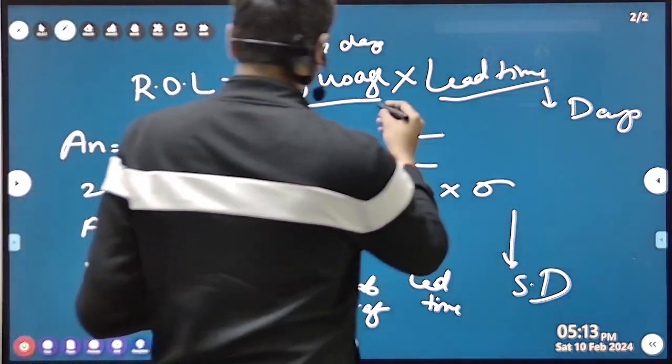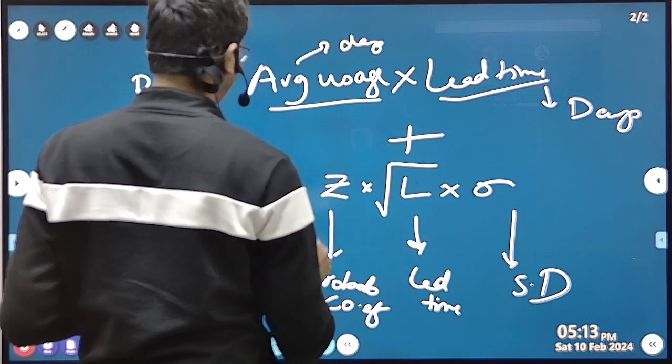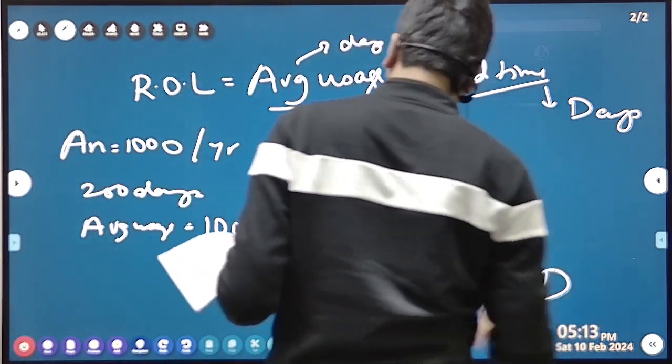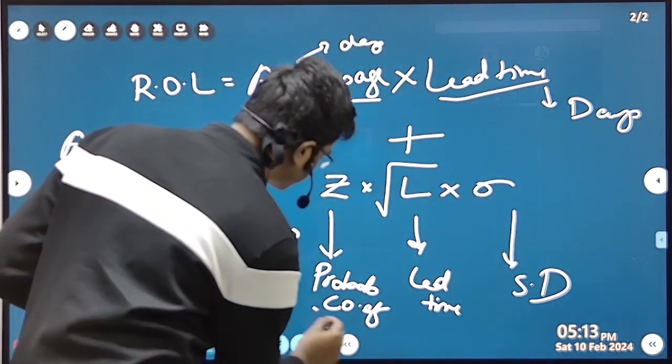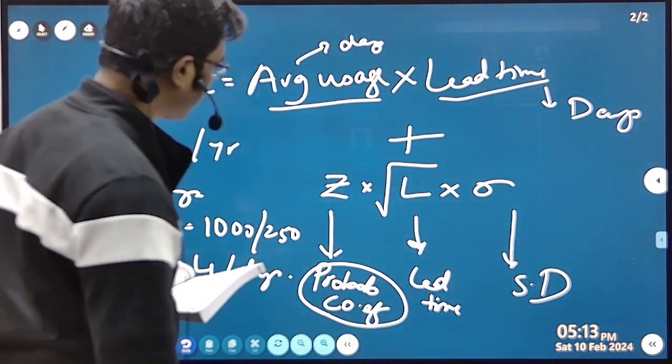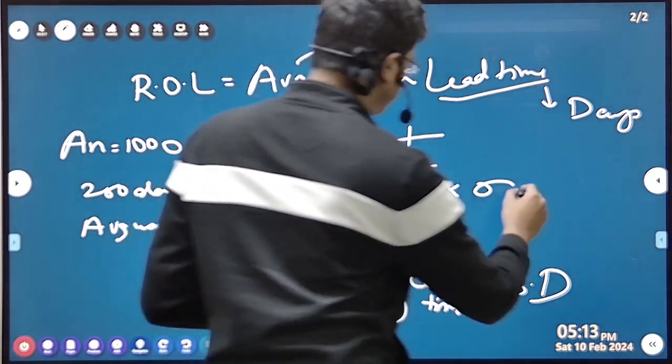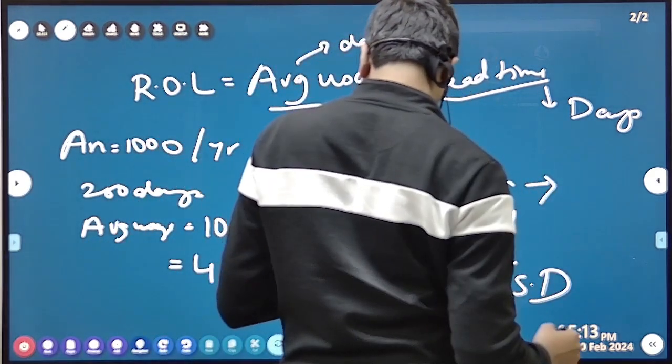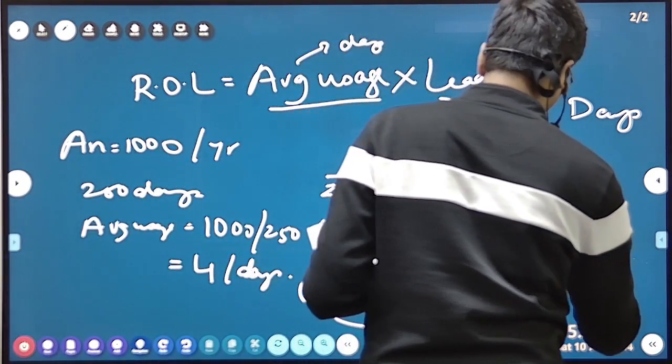So we have the average usage and we have the lead time. Now what is this probability coefficient Z? Standard deviation he has also given. He says the standard deviation is 25.